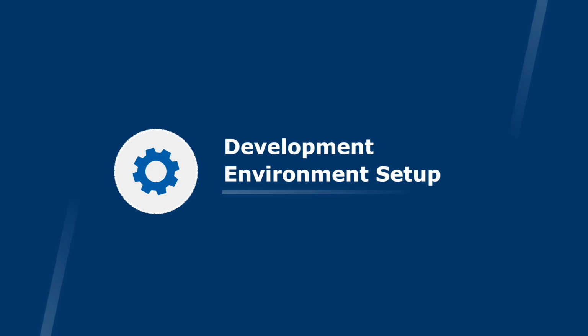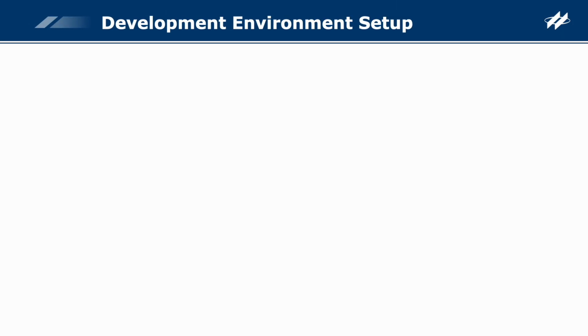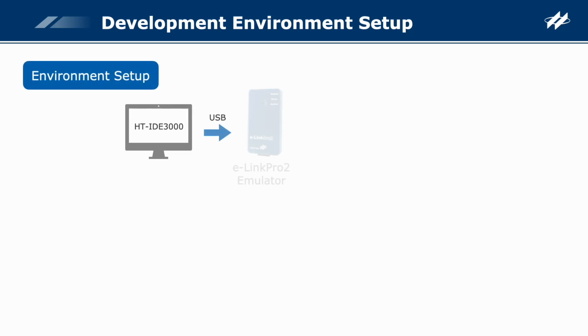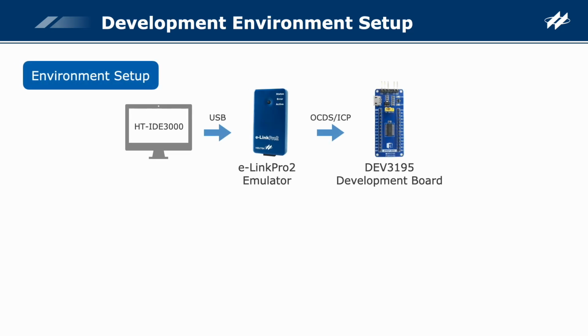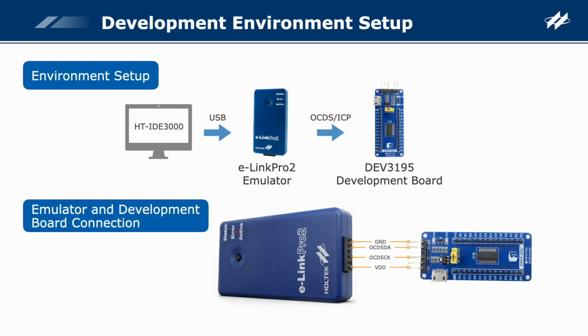Development environment setup. Let's take a look at the development environment. The development software is HT8 3000. The development tool is the E-Link Pro 2 emulator and the main control board is the DEV3195 development board. The connection between the E-Link Pro 2 emulator and the DEV3195 development board is shown in the figure below. For HT8 3000 and E-Link Pro 2 tutorial videos, please visit the Holtek channel on the Holtek official website.